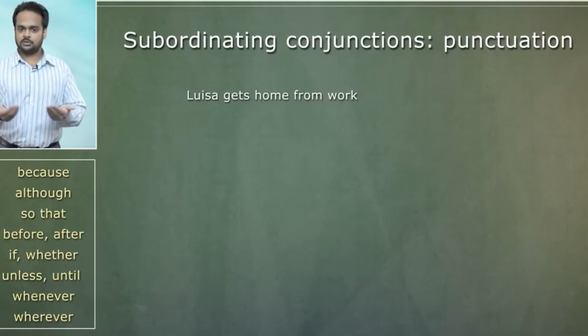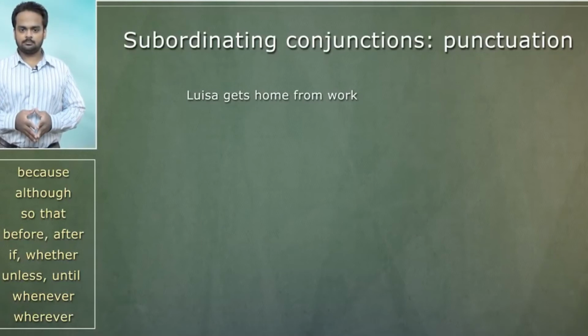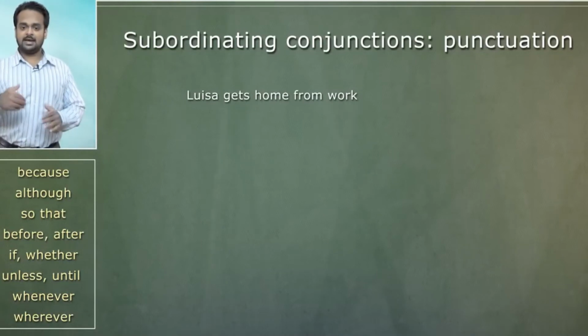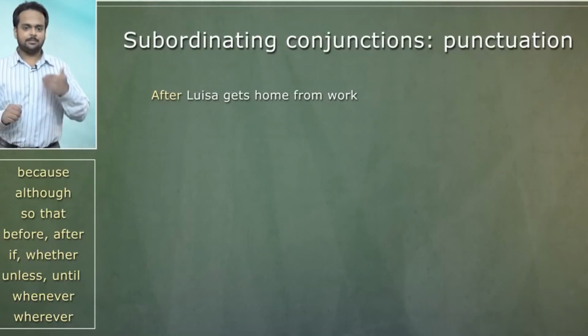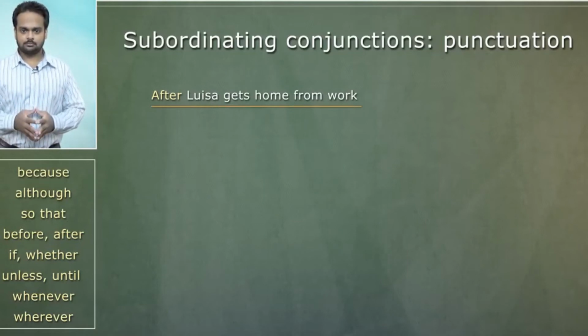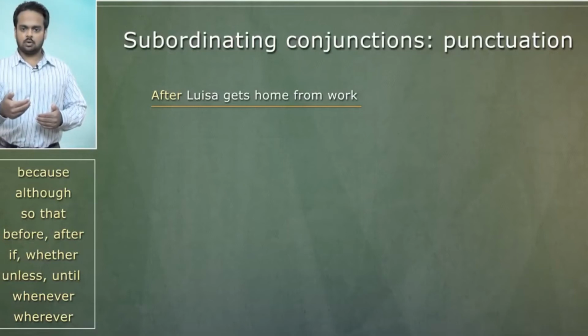If we remove it, the sentence can stand alone. Louisa gets home from work, it's fine. But if I say after Louisa gets home from work, you will ask, okay, then what? What does she do? So you see the sentence isn't complete. Thus, this is a dependent clause, which is also called a subordinate clause. The conjunction after makes it a subordinate or dependent clause, so after is called a subordinating conjunction.